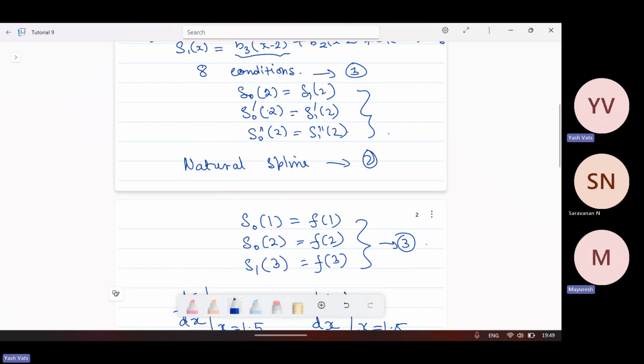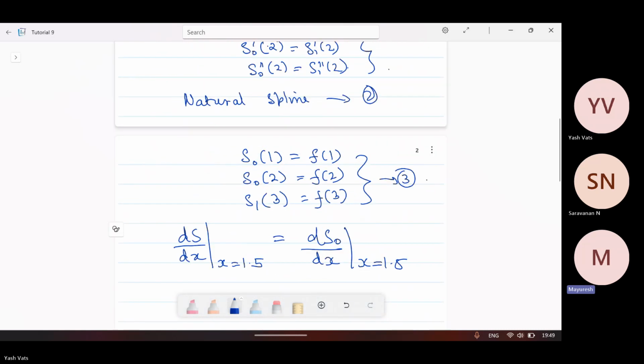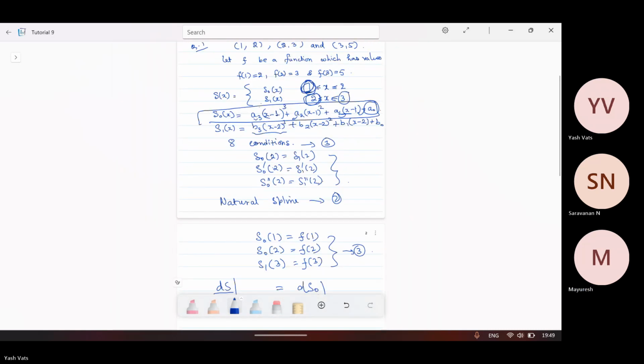Any doubts? If you can explain natural spline versus clamped spline once again, just in a minute, I would be really grateful.